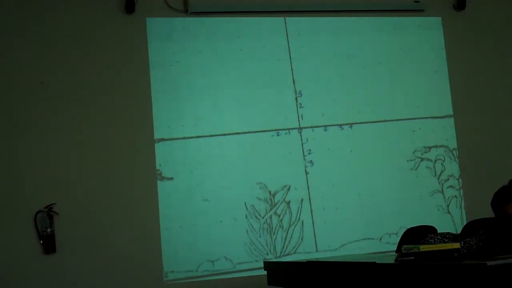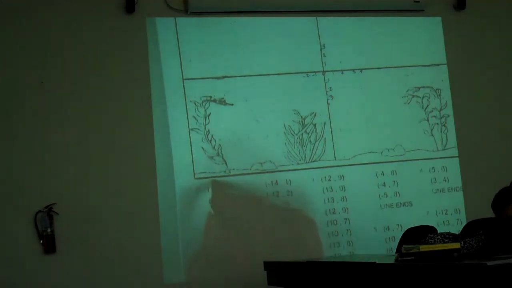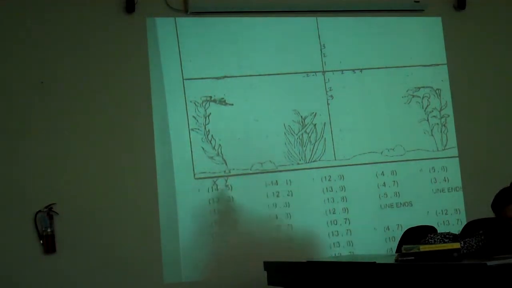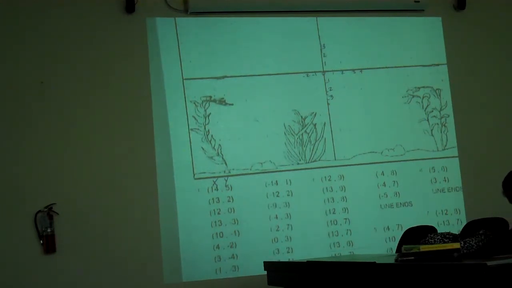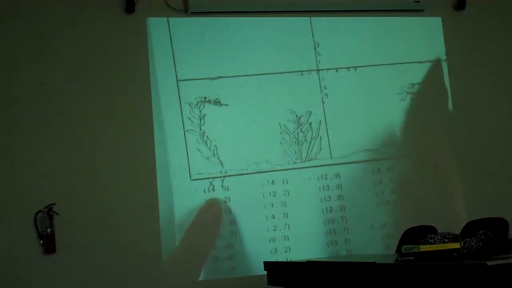Now when you see a coordinate, like this one right here, 14, 5. The first coordinate is your x, the second one is your y. First go to the 14 on your x, and then go up to where it would be equal with the y. So you're going to have to count over to 14, and then go up to the 5.